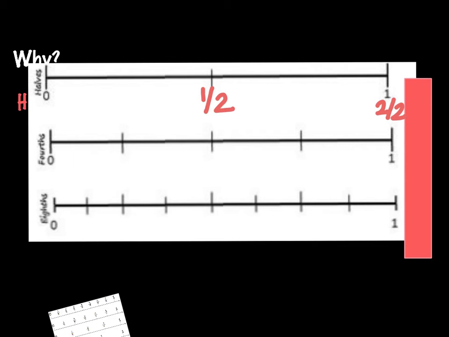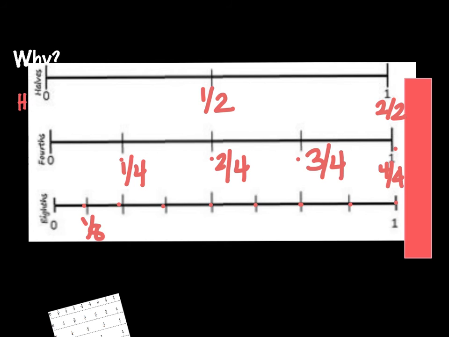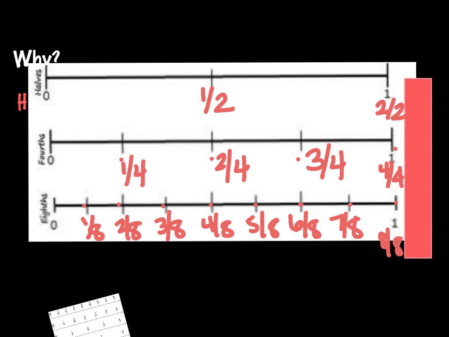Then if we look at the next one, we have 1, 2, 3, and then the 1 is our 4th. So this would be 1/4, 2/4, 3/4, and then of course 1 is 4/4. Our last one, we've got 1, 2, 3, 4, 5, 6, 7, and then 8. So this would be 1/8, 2/8, 3/8, 4/8, 5/8, 6/8, 7/8, and then of course 8/8.